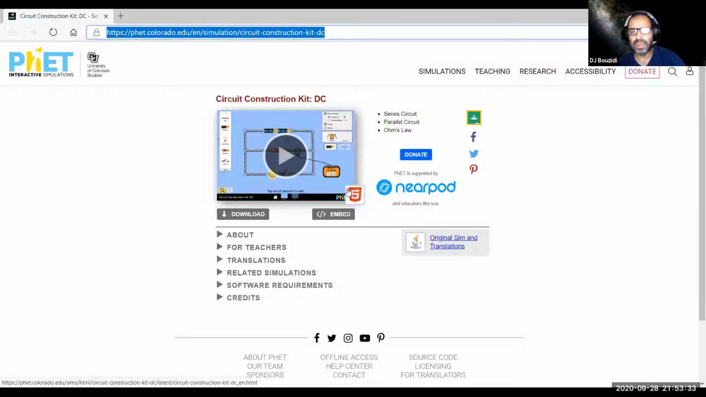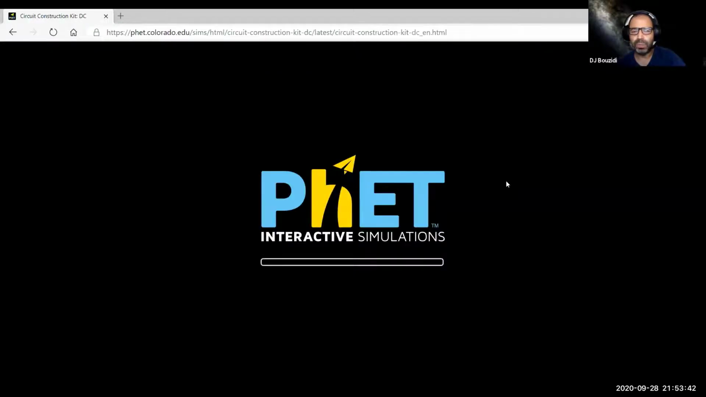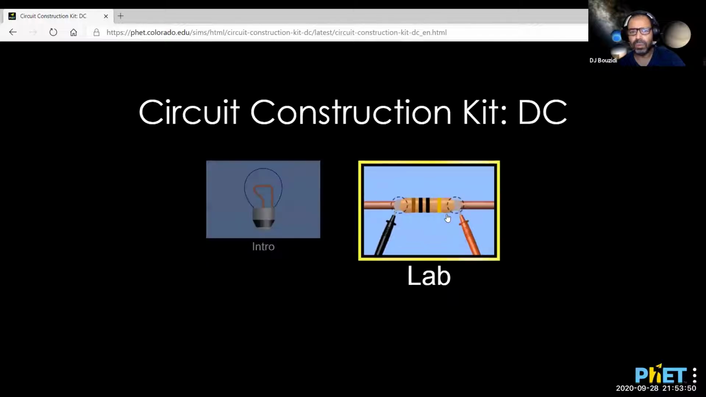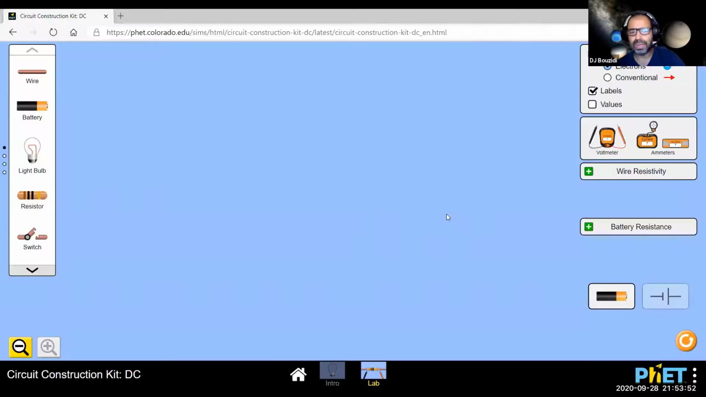For this one, it's fine to do it with the HTML. So I'm going to click on it to see what opens. The interactive simulations opens, and we don't do the intro. We go straight to the lab. So double click on it to open it. Now we have the lab. Let me see exactly what the lab looks like.